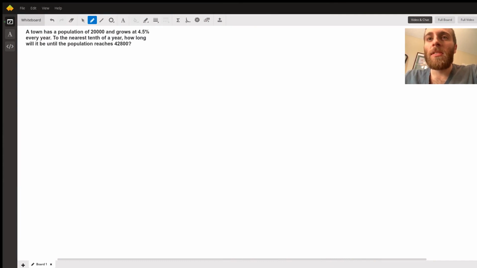All right, so this problem says the town has a population of 20,000 people and grows at 4.5% every year. To the nearest tenth of a year, how long will it be until the population reaches 42,800? So this is exponential growth, and exponential growth follows a certain equation or certain function, which would be this.